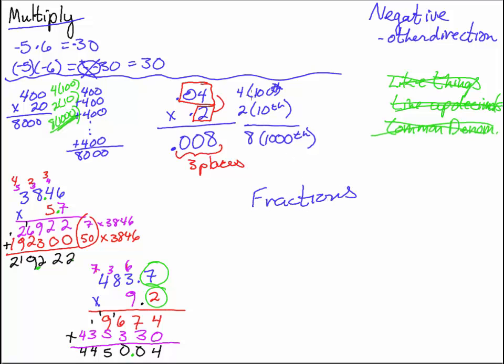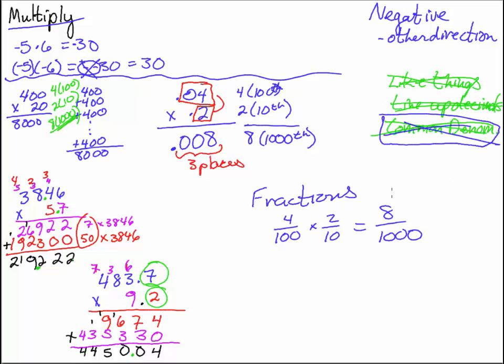Good deal. To finish up over here, let's make sure we do the fractions. Let's rewrite this thing. 4 hundredths times 2 tenths. And our answer was 8 thousandths. Again, look at this. No common denominator necessary. That's great.